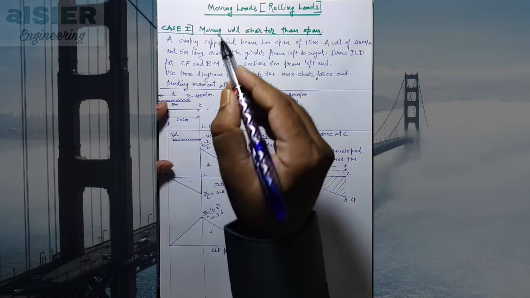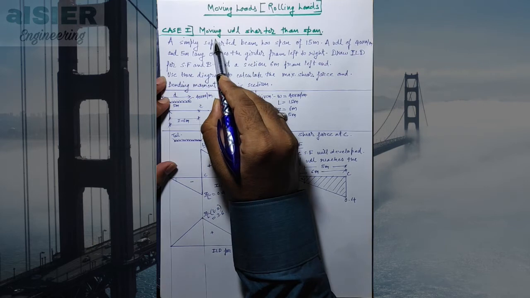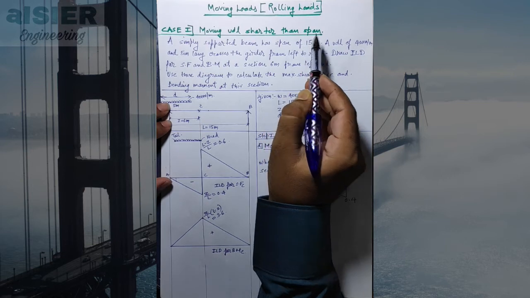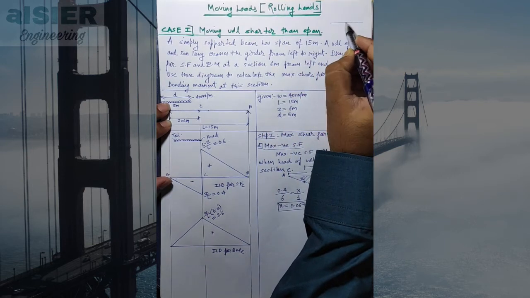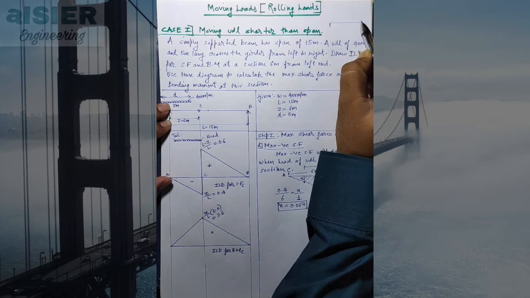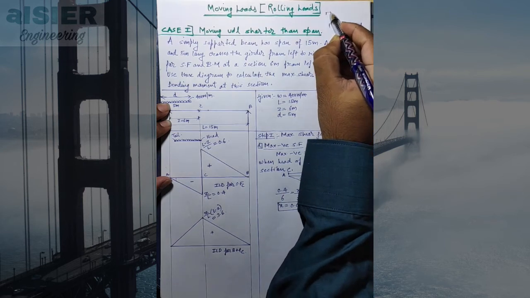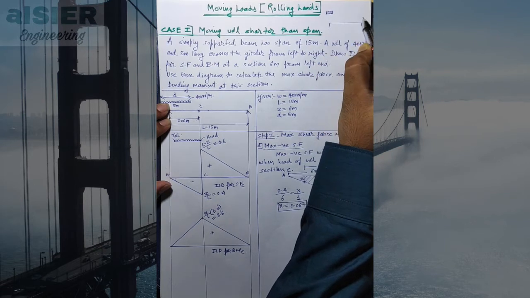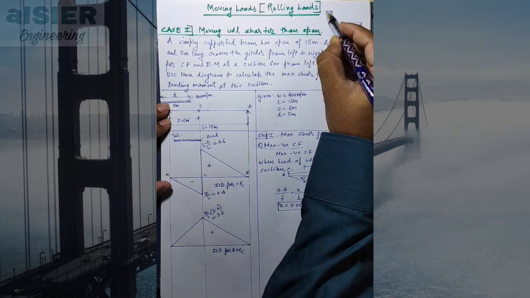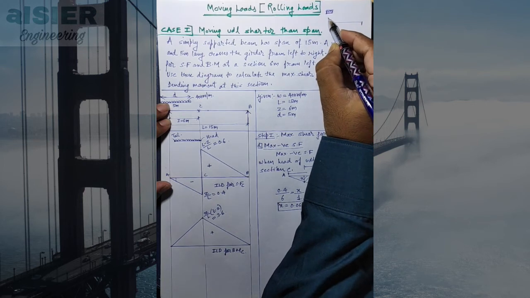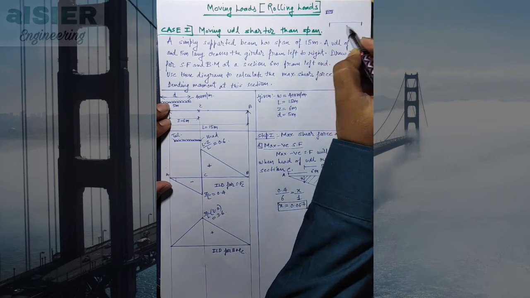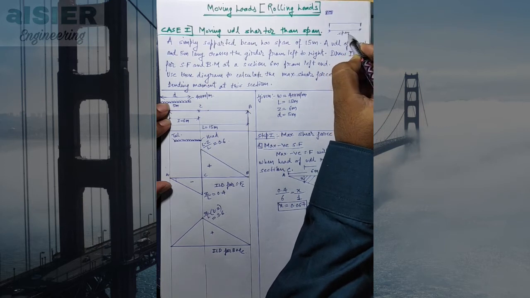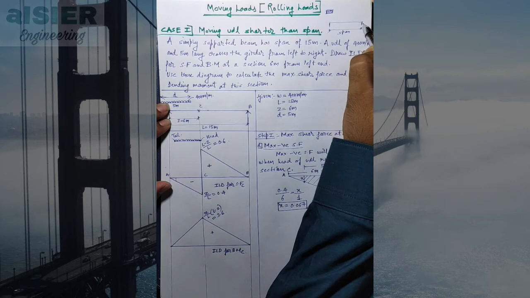So the first case of rolling load or moving load is moving UDL shorter than span. Now consider that there is a bridge, for example this is a bridge which is supported at 2 points, and there is a car, or let us say there is a wagon only, and this wagon is moving from this side to this side, right? So let us consider this wagon as a UDL. So we can say that the UDL is shorter than span because span is this much, this is span, fine, and this is UDL. So UDL is shorter than the span.